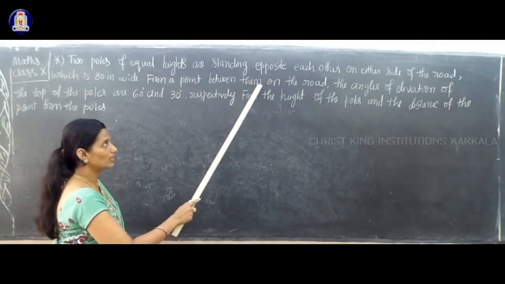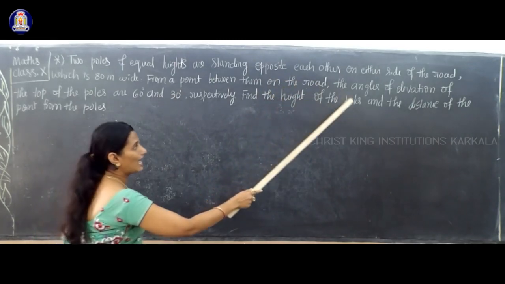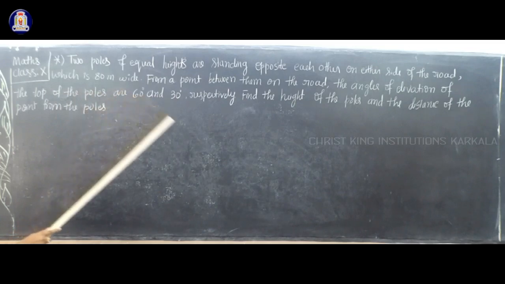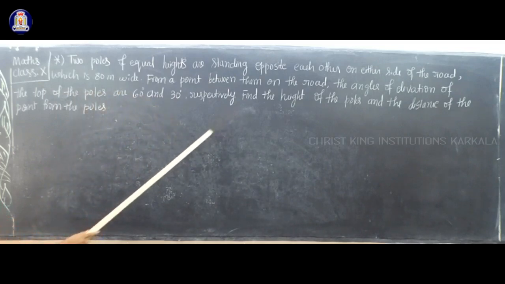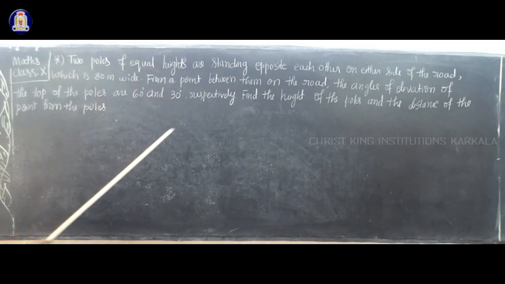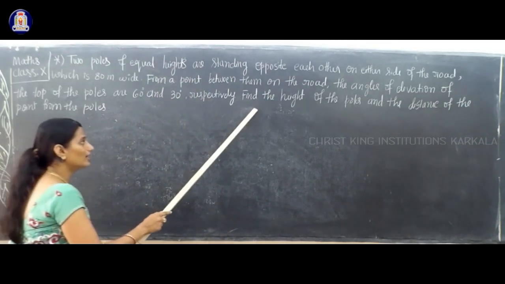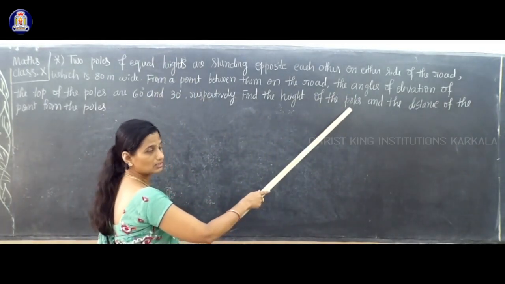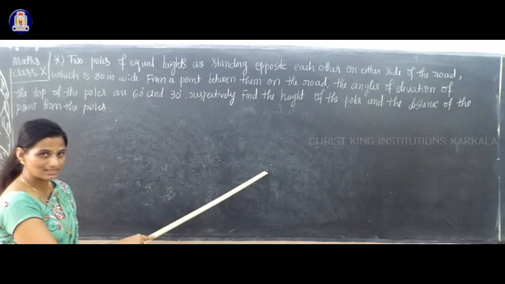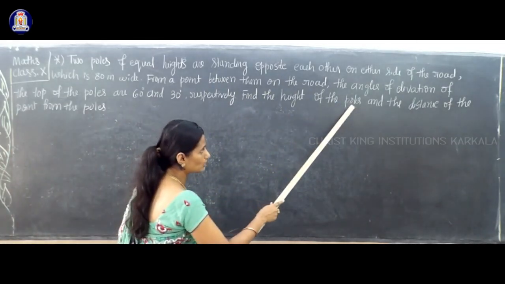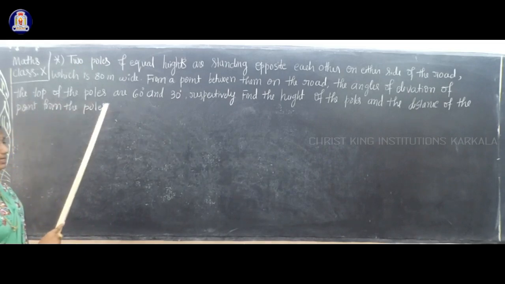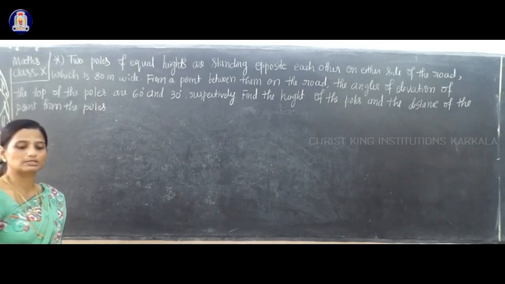From a point between them on the road, the angles of elevation of the tops of the poles are 60 degrees and 30 degrees respectively. Find the height of the poles, because the heights of those two poles are the same, and find the distance of the point from the poles.